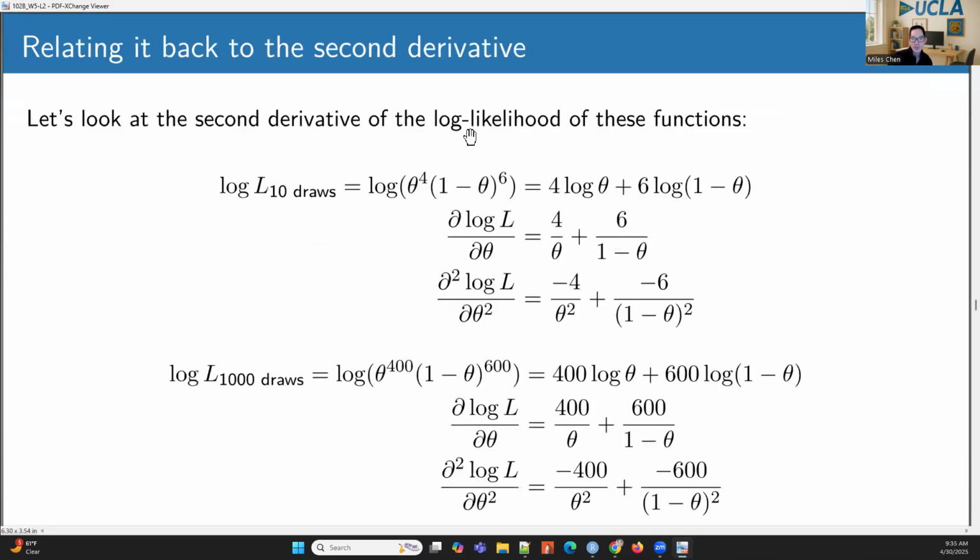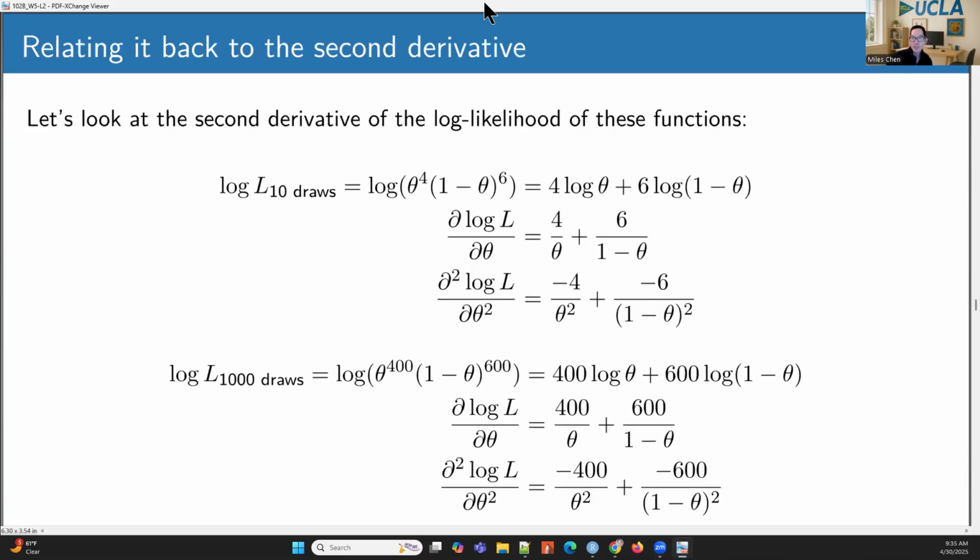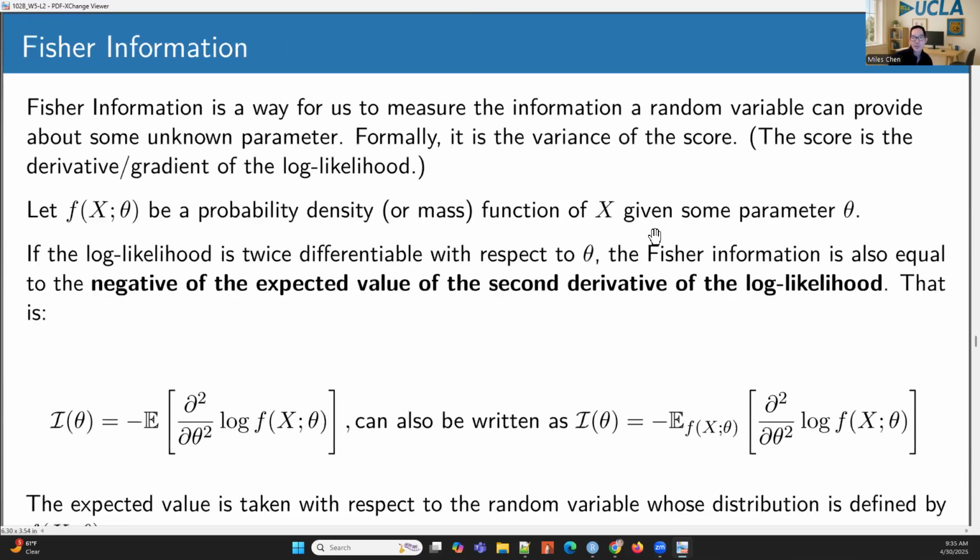So here we have the likelihood function itself, but we could say, okay, here's our log likelihood, and if we take the derivative of the log likelihood, we have this, and then what is the variance of this? That is the official definition of the Fisher information.